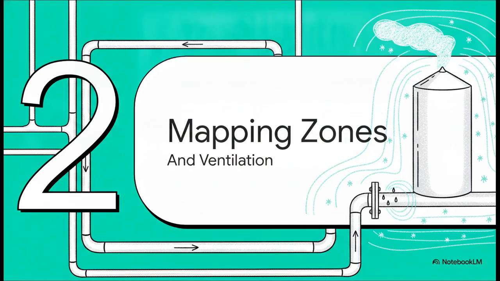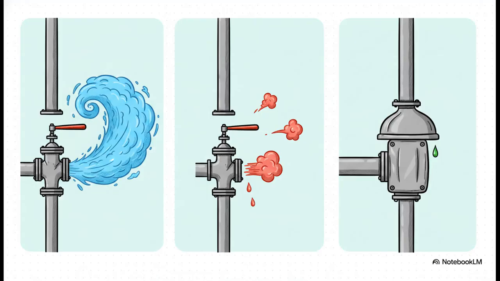Moving right along to Section 2, mapping zones and ventilation. Once we understand the fuel itself, we've got to map out the physical spaces where these hazards might pop up. After all, we can't treat a pipe flange that might leak once a decade the same way we treat the inside of a continuously venting storage tank, right? We handle this by assigning grades of release, which translate directly into zone classifications.